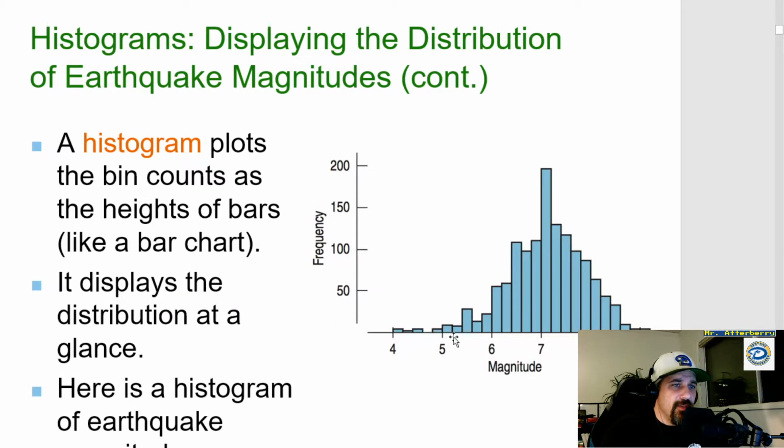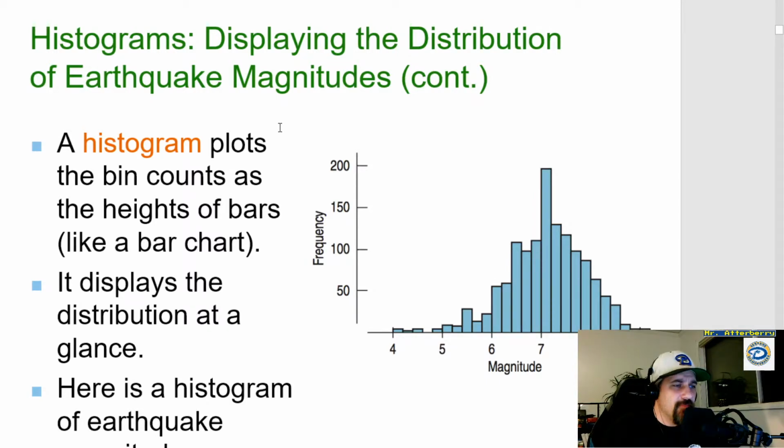So each one of these is a bin, and they're all equally spaced, okay? And you notice it looks a lot like a bar chart. The difference is this one, the bins, these bars are next to each other. In a bar chart, if you remember, I was telling you, you can put them like that, but it's more suggested to have a space between it. The big reason is mainly, I think, to separate a bar chart from a histogram. They're different, okay? So a histogram plots the bin counts as the heights of bars, like a bar chart, displays the distribution at a glance.